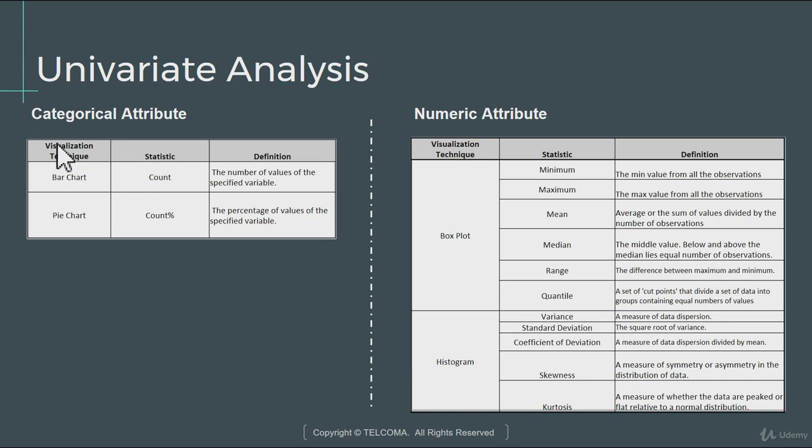So when you're studying a categorical variable or a categorical attribute, you would use a bar chart coupled with the count measure, or a pie chart coupled with the count percentage measure. And this will help you to understand how the data is distributed across the different classes inside that categorical variable. So to simplify this, let's have a visual tour.